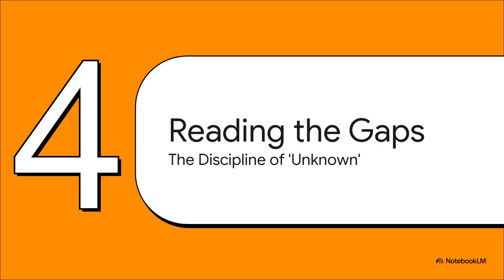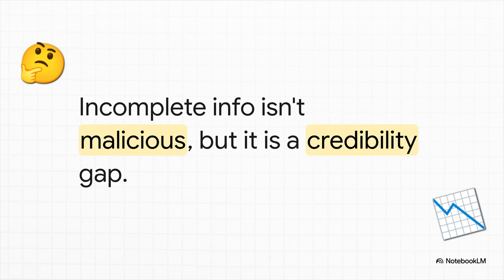Okay, so you've gone through the checklist. You're gathering your evidence. But what about when you hit a wall? What do you do when you just can't find the proof for a claim? This is where having the right mindset is so important. So, first off, a missing piece of information doesn't automatically mean the project is malicious or a scam.